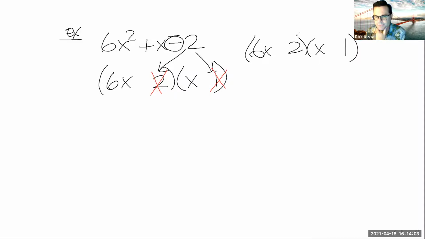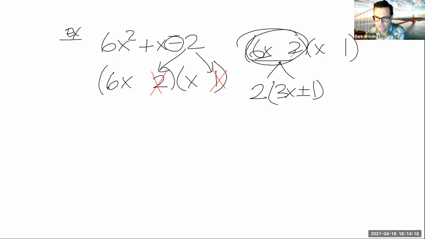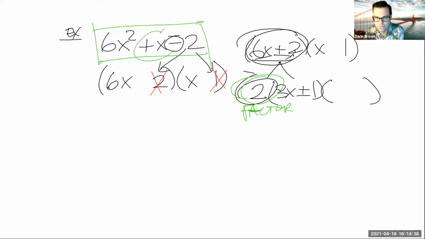Okay, so here's the reason. Look at this factor. There's actually a common factor of 2 there. In other words, if it factored this way, I could factor out a 2: 2 times (3x plus or minus 1). Doesn't matter what the sign is here. I could factor out that 2, and 2 would end up being a factor of the entire thing. It would be a GCF factor. But look at the original trinomial. Look at the middle term, plus 1x. So the GCF is already factored.